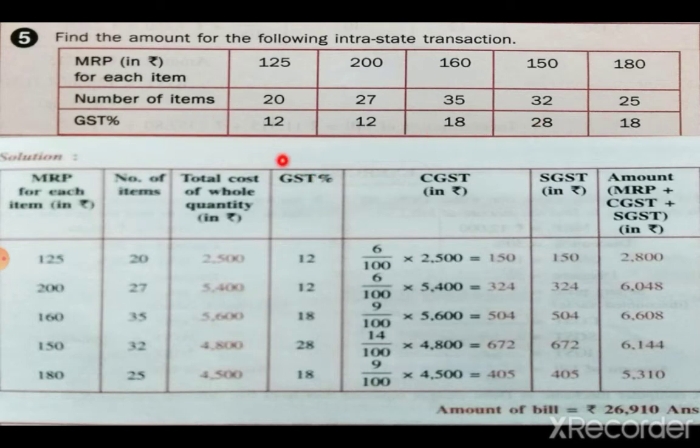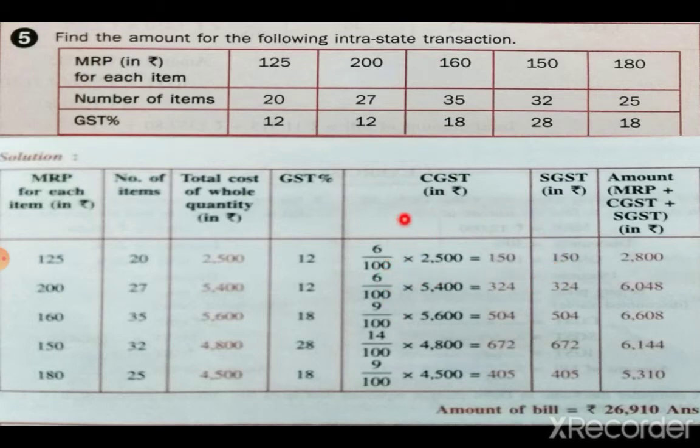This one you will copy it down in vertical format. Then you will find GST. To find GST, as it is intrastate, the GST is 12%, it is given, but you will do 6% because CGST will be 6%, SGST will be 6%.